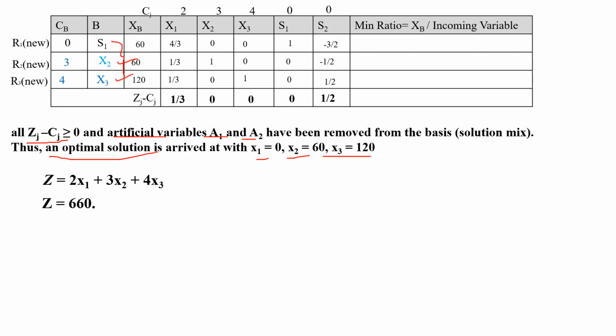Then I have to substitute in the objective function, that is z equal to 2x1 plus 3x2 plus 4x3. Here substitute x2 value is 60, x3 value is 120. Then we will get the z value as 660.